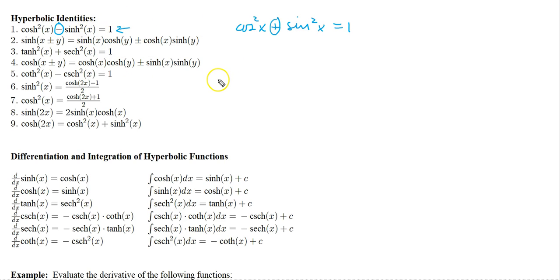Some match up with trig identities, but others do not. So you have to be careful. Now you're not going to be required to memorize all of these, of course. You just have to be aware that they are available to you to use when working through some problems. Let's take a look at a proof of a few of these. Let's start with number 1.